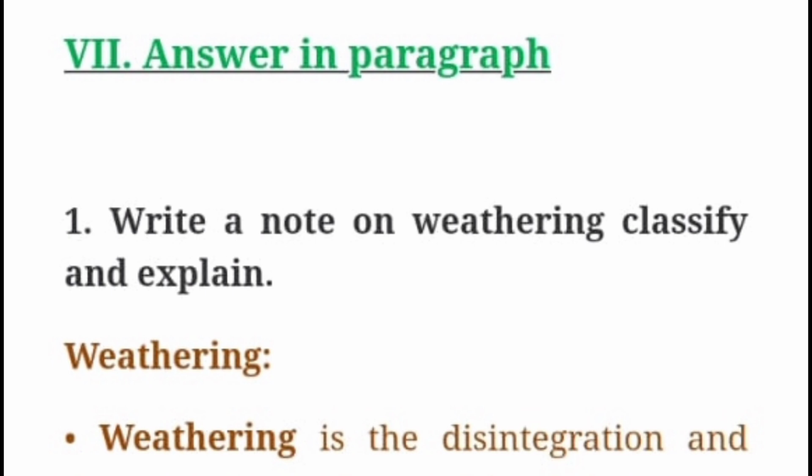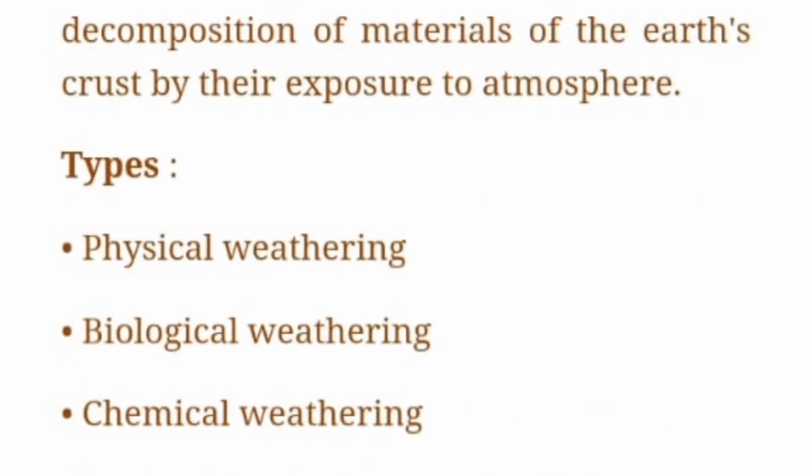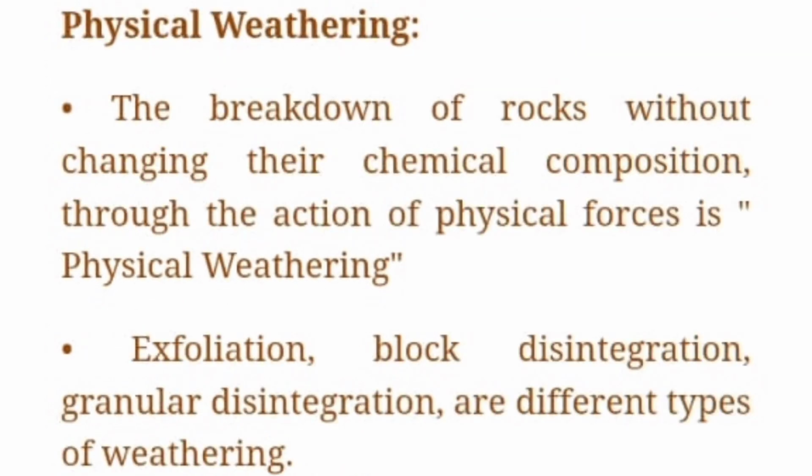Seventh Roman numeral, answer in paragraph. First one, write a note on weathering, classify and explain. Weathering is the disintegration and decomposition of materials of the earth's crust by their exposure to the atmosphere. Types: physical weathering, biological weathering, chemical weathering. Physical weathering: the breakdown of rocks without changing their chemical composition through the action of physical forces is physical weathering.